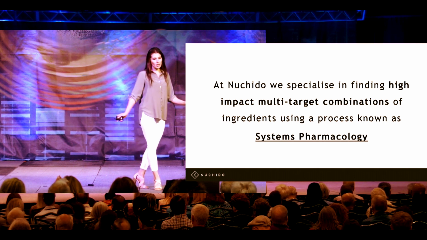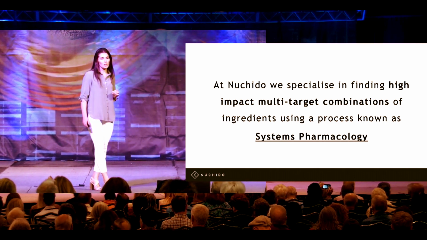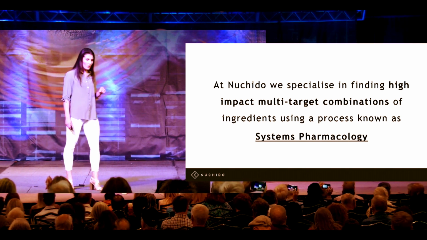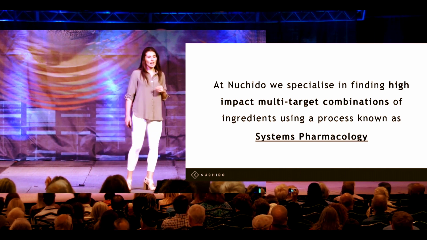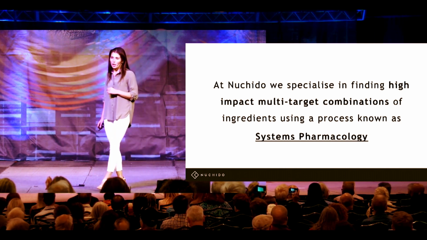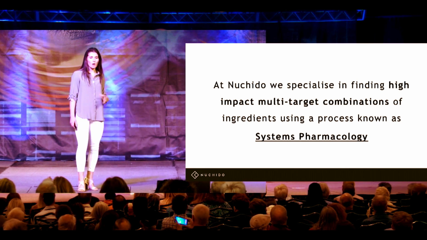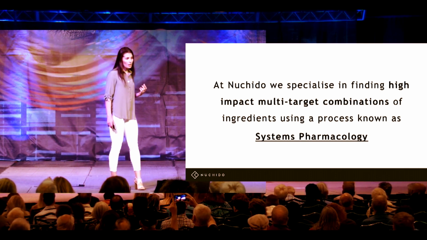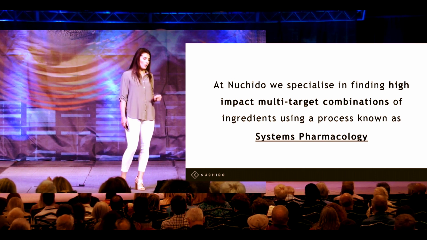Now, this sounds great, but in reality, multi-target combinations of interventions are quite hard to actually design, okay? So at Nichola, what we do is we specialize in finding high-impact multi-target combinations of ingredients, and we use a process known as systems pharmacology. And this is a method that's used in drug discovery to identify active molecules that are much more efficient.